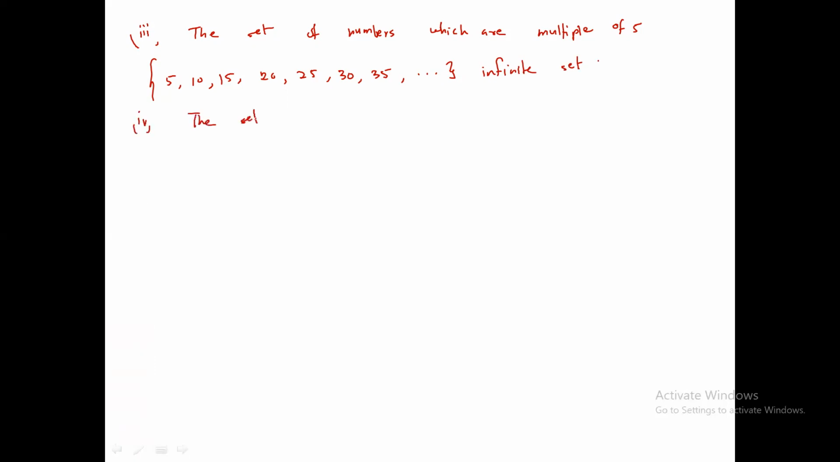Fourth, the set of animals living on earth. If you start counting the animals living on earth, it will never end. How many animals, small animals, big animals, how many are there? You will be counting, counting, counting. So it is an infinite set, because you can't sit and count the number of animals. Practically, it is infinite.